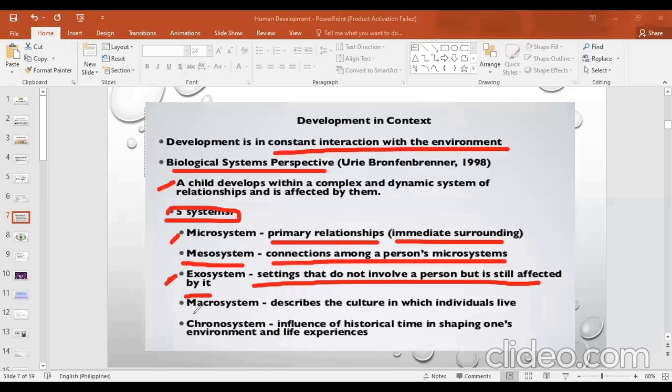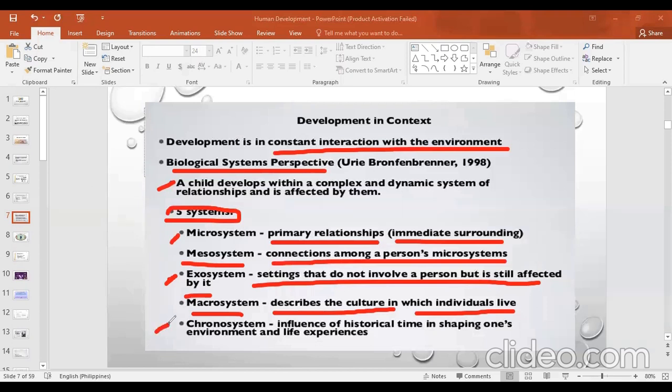Next, we have macrosystem. It describes the culture in which individuals live. So when we talk about the macrosystem, ito naman yung mas larger na culture or culture as a whole, kabuuan. It includes the socioeconomic status, yung wealth mo, yung poverty na meron sa environment, and even your ethnicity. It can also affect.